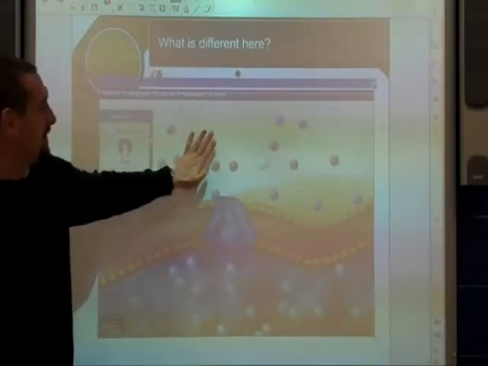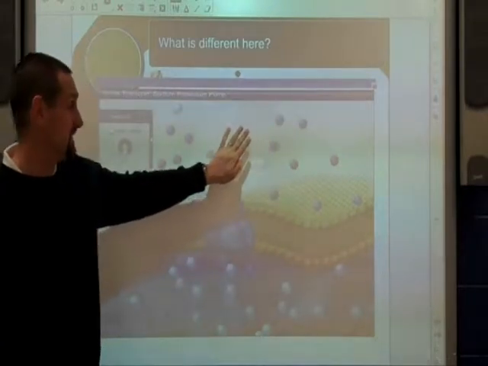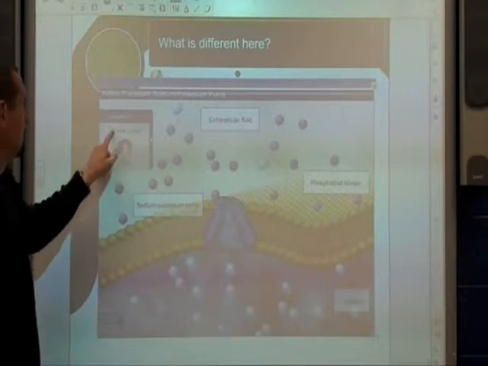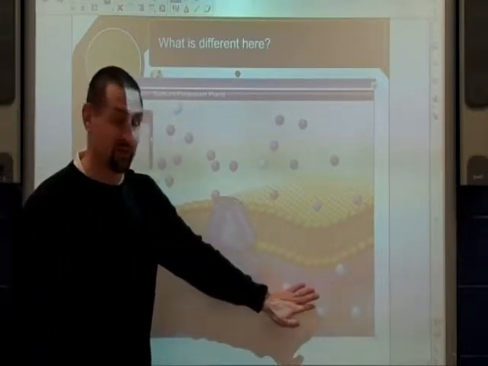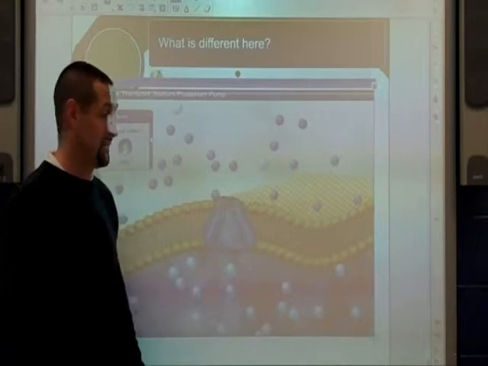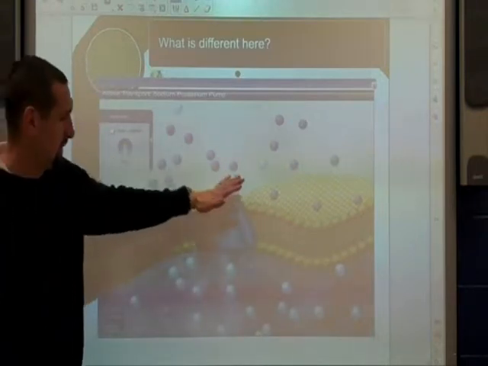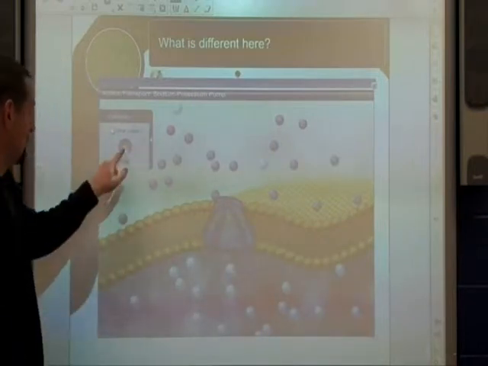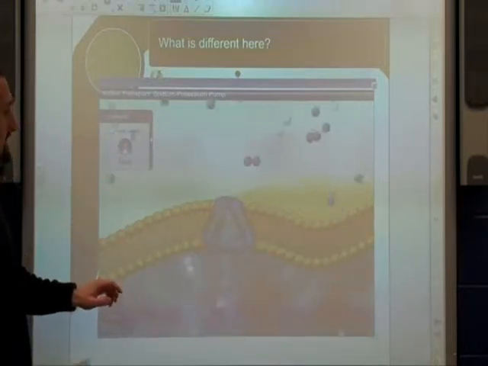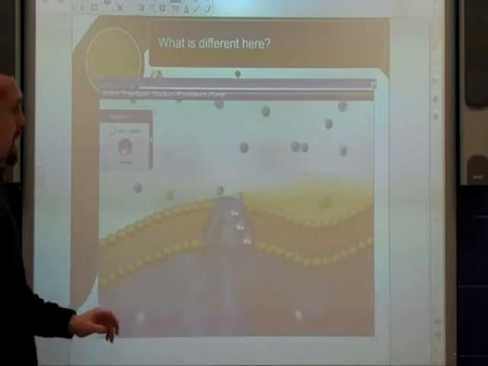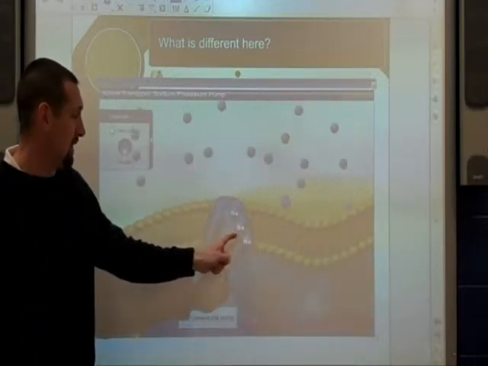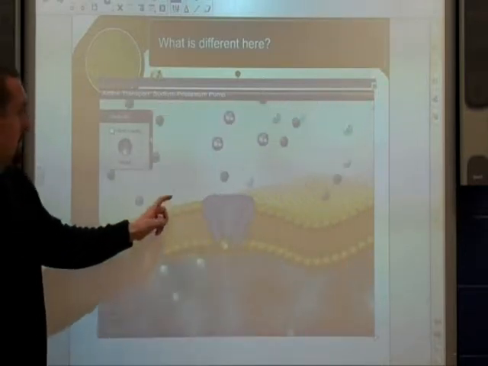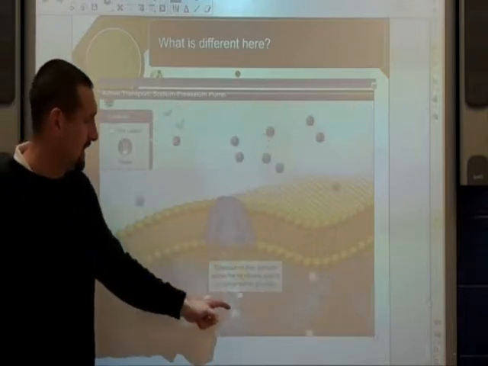Notice that I have a high concentration of purple on the outside of the cell. That purple is our sodium. Notice that I have a high concentration of gray on the inside of the cell. Now, normally we would think that the purple would be going in and the gray would be coming out. But watch what happens here. Instead of the purple coming in and the gray going out, the purple sodium is being pumped out and the gray potassium is being pumped in.